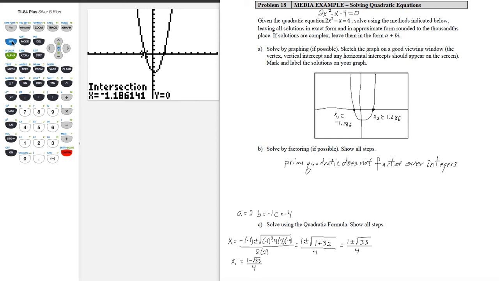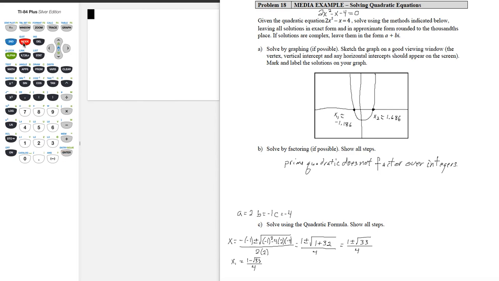Let's go to our calculator. Second quit to get back to the home screen. And then I'm going to enter the entire fraction. 1 minus square root 33. Use my arrows to get to the end of the square root and the parenthesis, divided by 4. And that's approximately equal to negative 1.186. And that was confirmed in our graph.